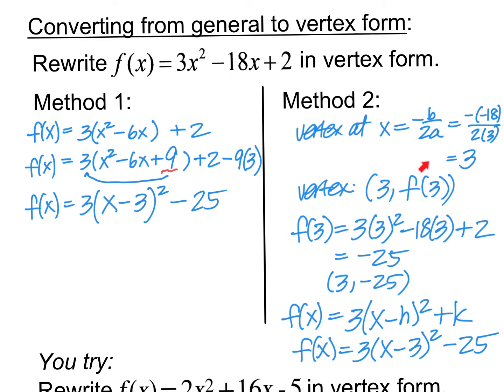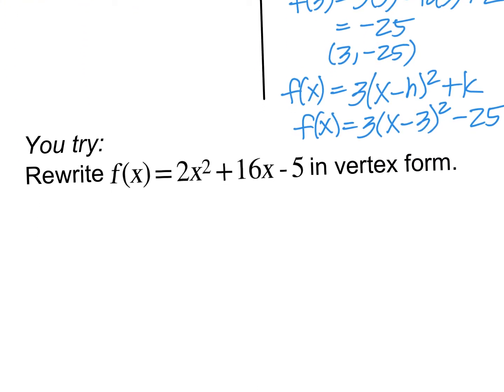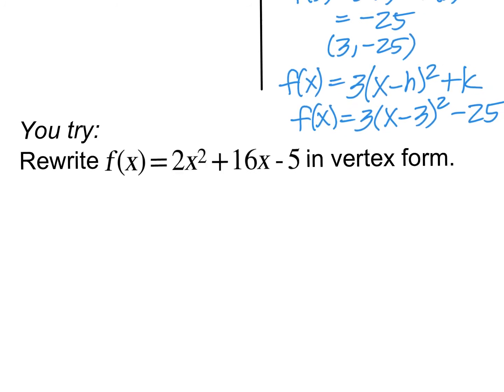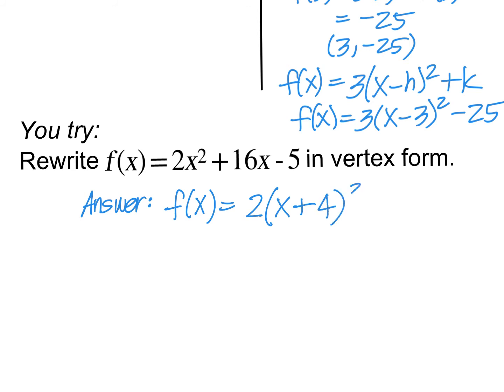Next, try this next example on your own. Pause the video, and when you are ready, you can check your answer by unpausing the video. Go ahead and pause the video right now. Alright, folks, the answer to this is f of x equals 2 parentheses x plus 4 squared minus 37. Hopefully you guys got that.